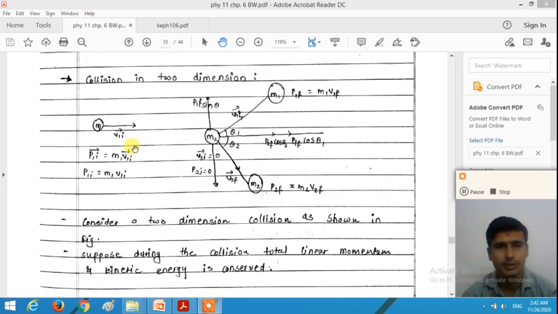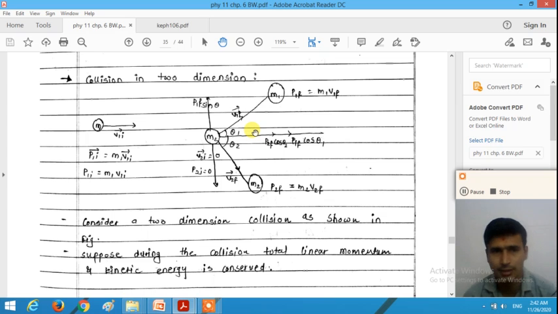So now dear student, similarly we can understand the collision in two dimensions. In the previous case we took the collision in one dimension, where the objects are moving in the same direction, right? But we can also understand the collision in two dimensions, in which the linear momentum is taken as a vector quantity, right? But kinetic energy is a scalar quantity, so the equation of the kinetic energy is the same as in the previous case. But here we take the equation of the linear momentum in vector form.